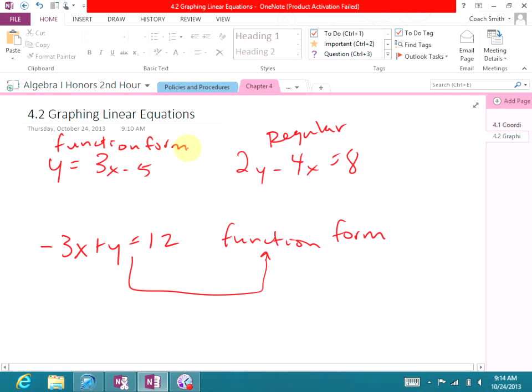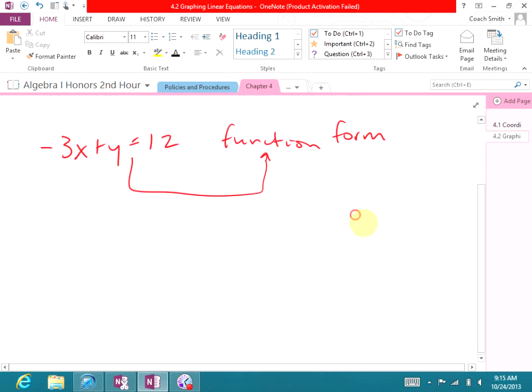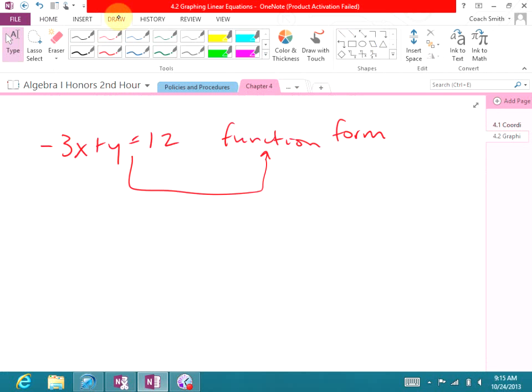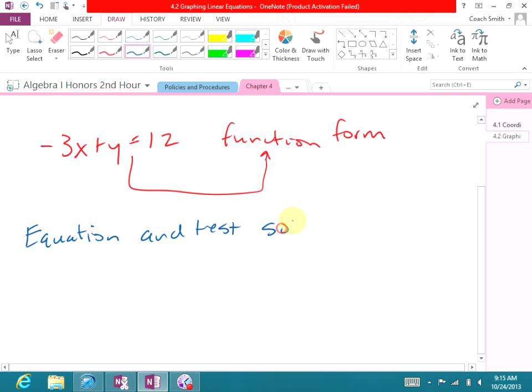And in this, they're going to want you to graph the equations also. So the first thing I want to look at is how do we take an equation and test solutions. That's the first thing we're going to look at, is taking equations and testing the solutions to that equation.